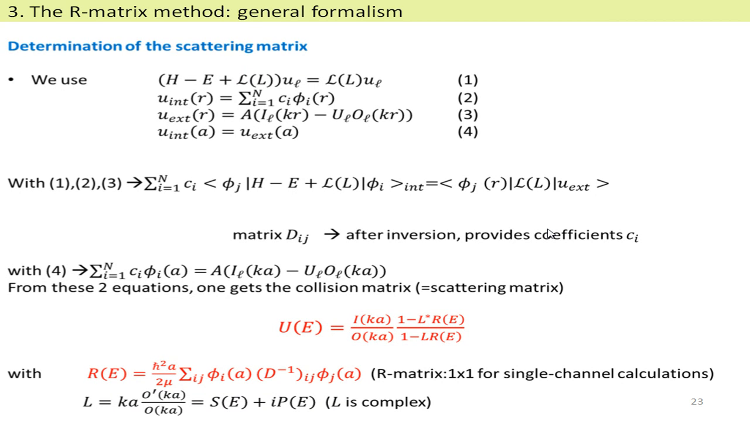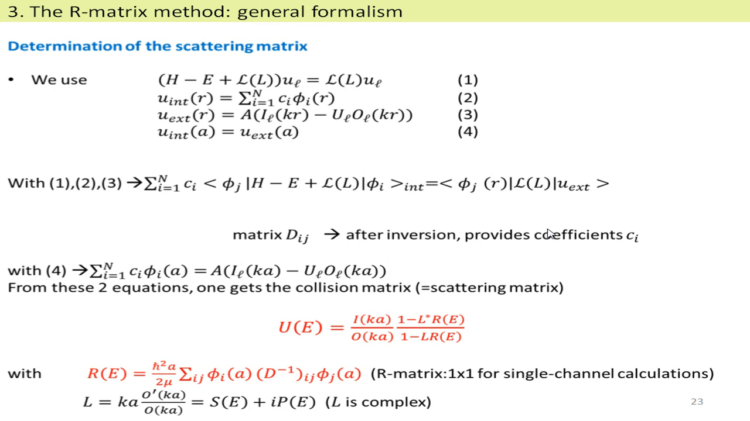Okay, so let me continue with this R matrix. So you start with 4 equations. One is the Bloch Schrödinger equation. One is the expansion of the internal wave function. One is the definition of the external wave function. Another one is the continuity of the wave function. So now, if you use this expansion and you project on some basis function phi_i, you end up with this system. So this is a very simple calculation.